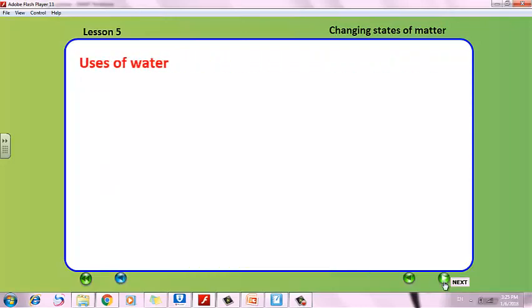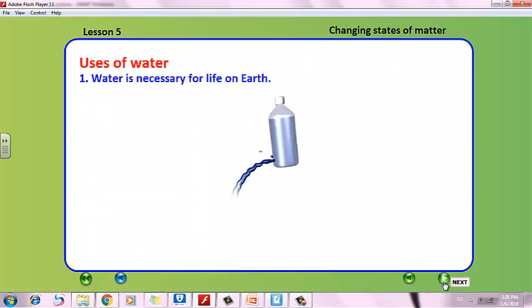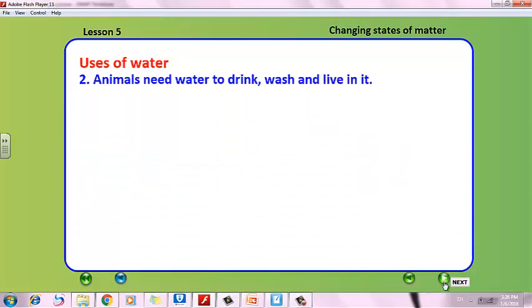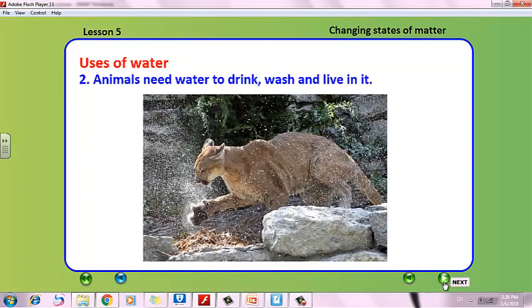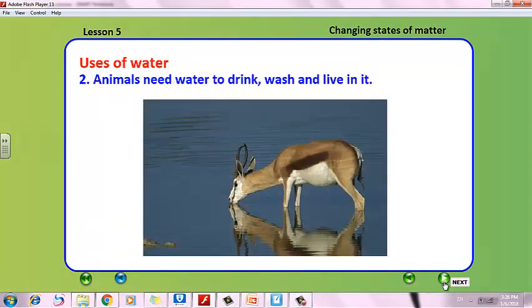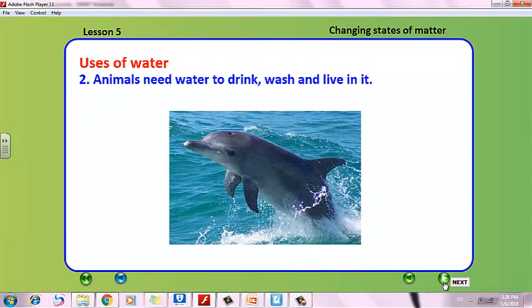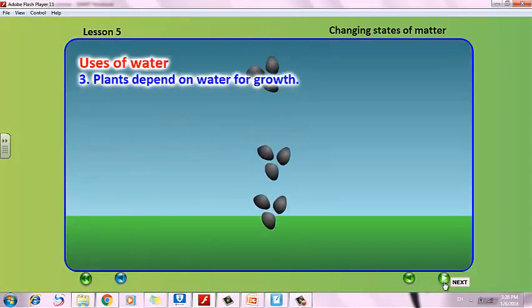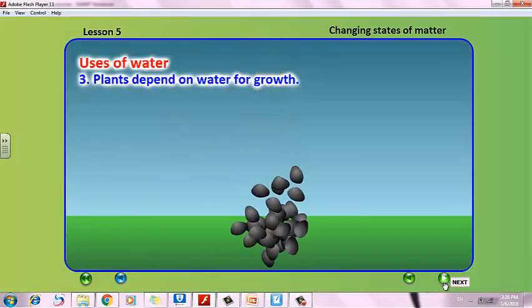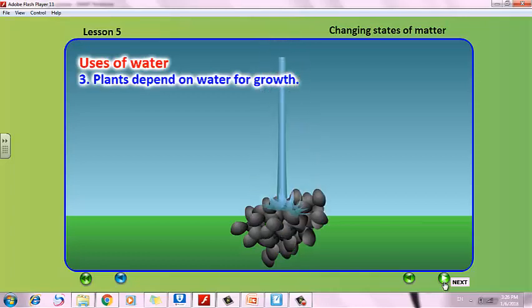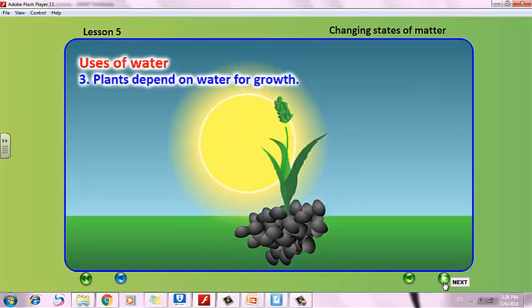Uses of water. Water is necessary for life on Earth. 2 out of 3 of the human body weight is water. Animals need water to drink, to wash, and to live in, in the case of fish, dolphins, octopus, and so on. Plants depend on water for growth.